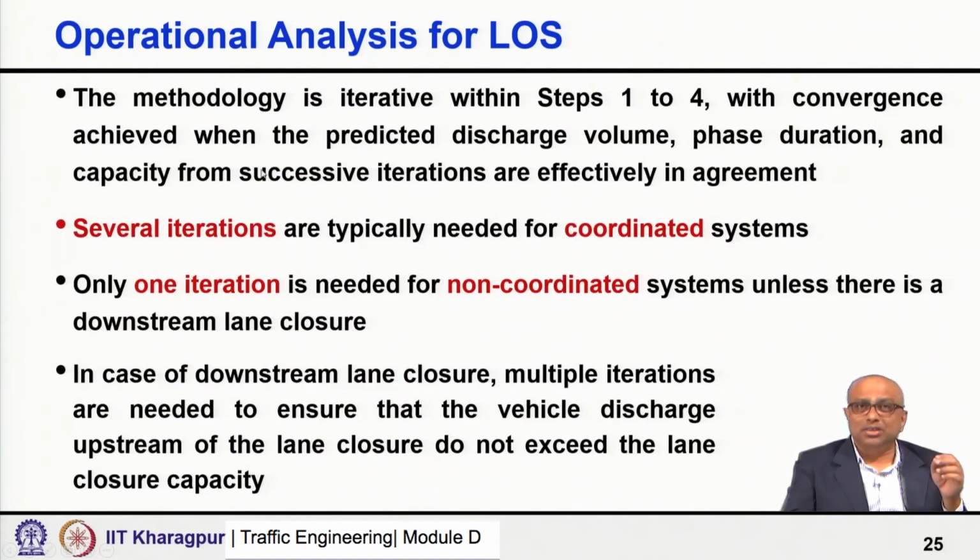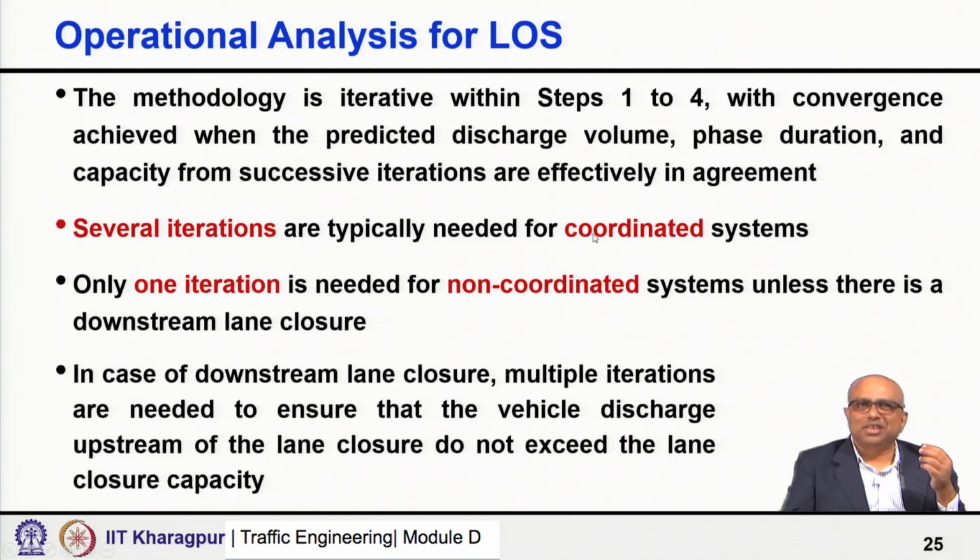We are saying convergence yes or no. What do we mean by convergence? Convergence means that the predicted discharge volume, phase duration and capacity, which we calculate at different steps, do not change in successive iterations. Then we say that they are effectively in agreement. So then it is yes; otherwise do further adjustment.